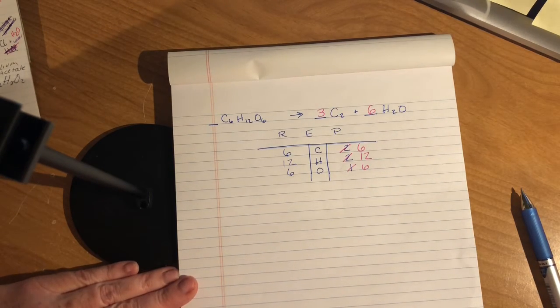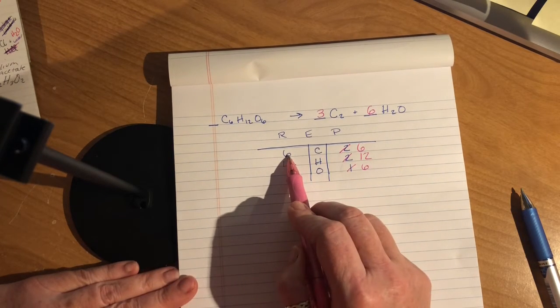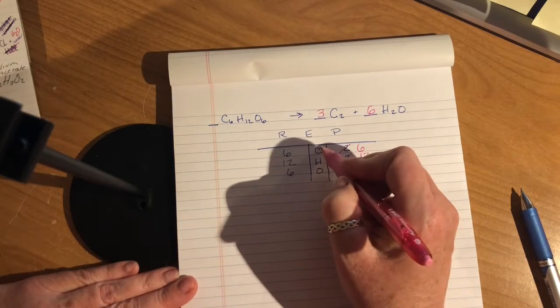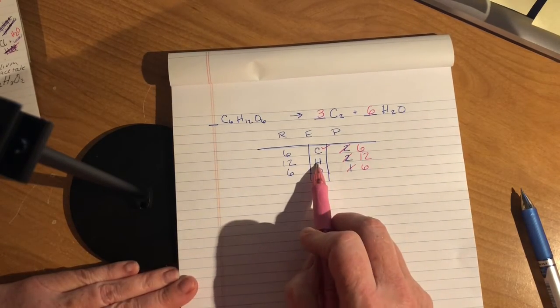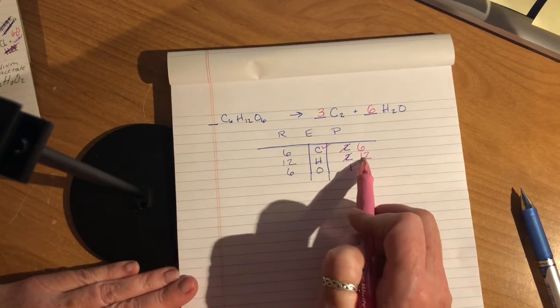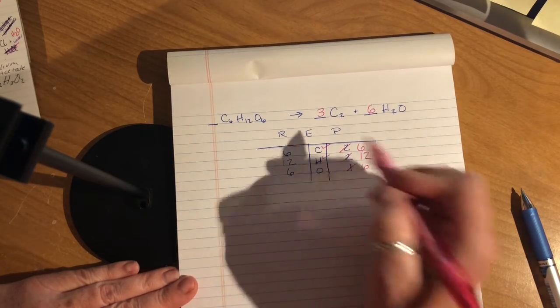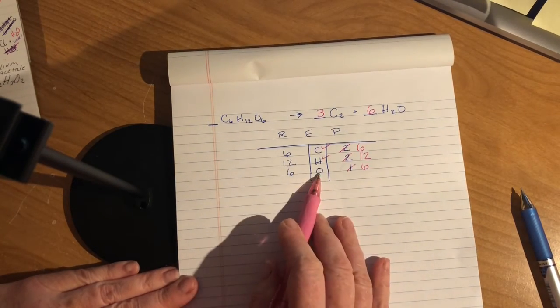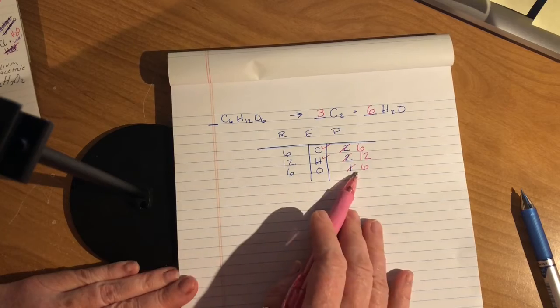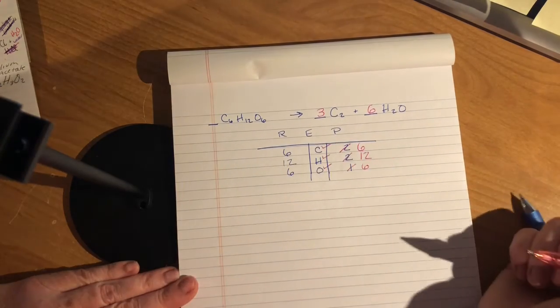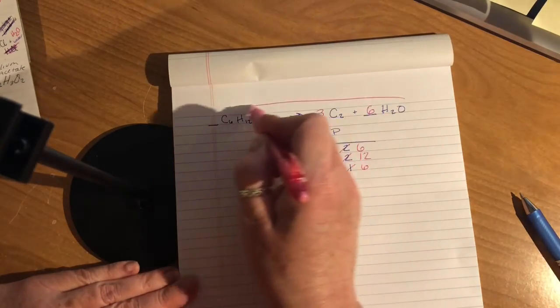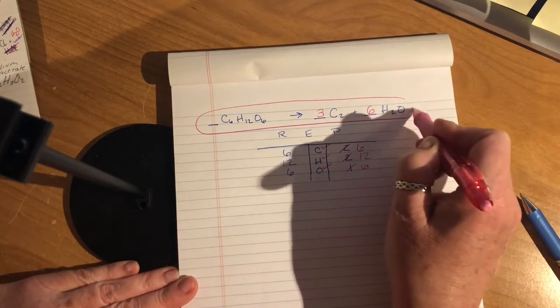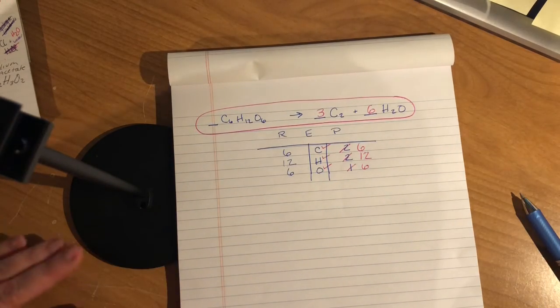I can go back to step 4 where I look back and check. Carbon, 6 going in, 6 going out. That looks good. Hydrogen, 12 going in, 12 coming out. That looks good. Oxygen, 6 going in, 6 coming out. That's also balanced.